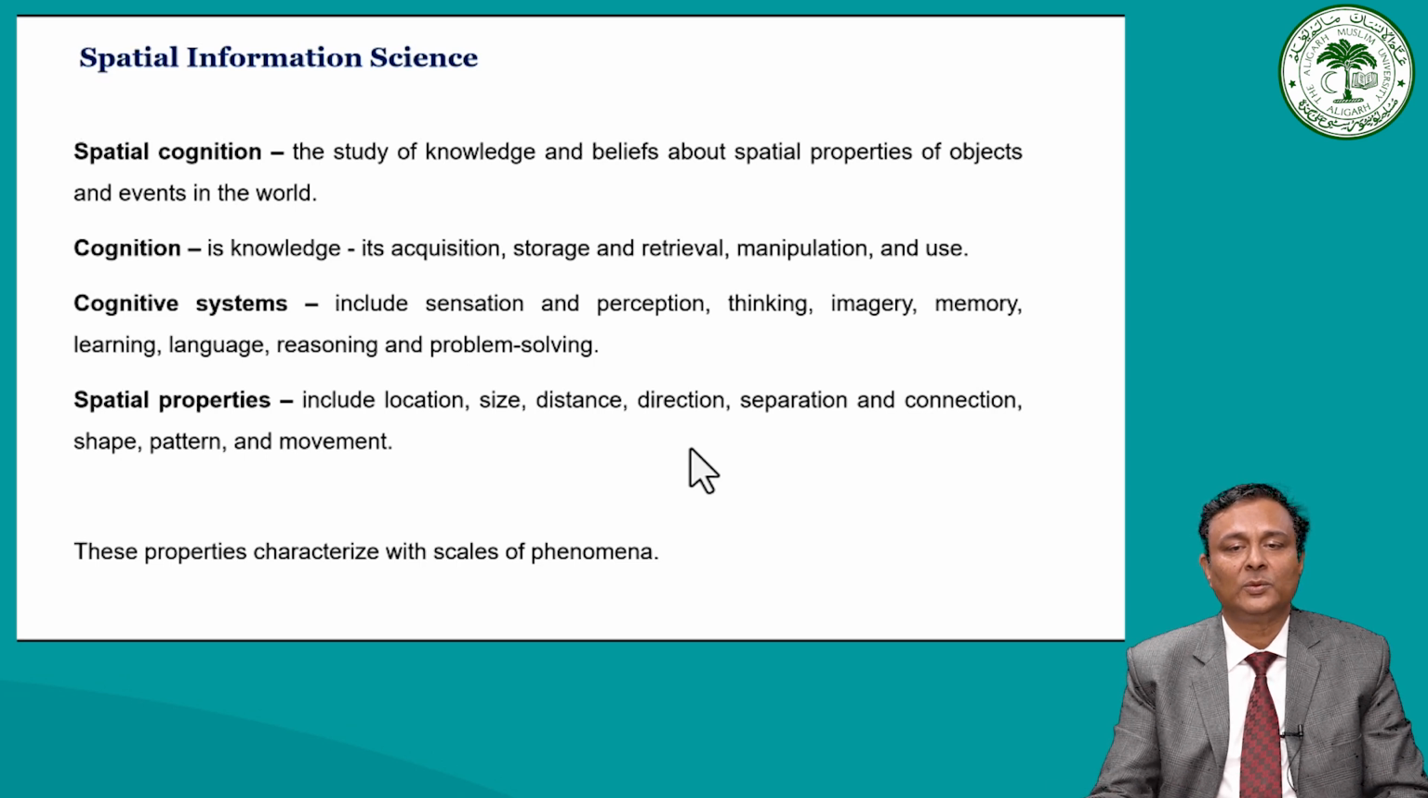The cognitive system includes sensation and perception, thinking, memory, learning, language, reasoning, and problem solving, to name a few. The spatial properties include location, size, distance, direction, separation and connection, shape, pattern and movement, etc. These properties characterize the very small and the very large, which the geographers focus on, and the scale is very relevant for all the human activities on the earth's surface. This scale is a very important dimension required for spatial cognition.